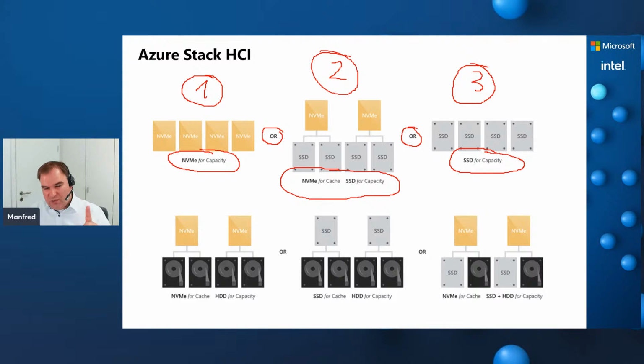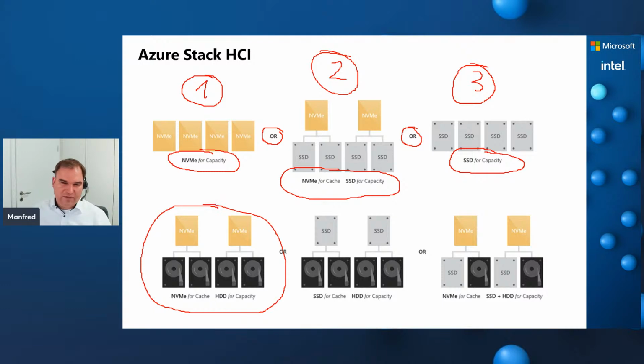The option number 2, the configuration version in the middle here on the slide with NVMEs and SSDs, means that the NVMEs will be cache drives and the SSDs will be used for capacity. We can mix NVMEs and hard disks to accelerate the hard disk drives and use the NVMEs for cache. We could also use the SSD and hard disk combination for good performance with optimized costs.